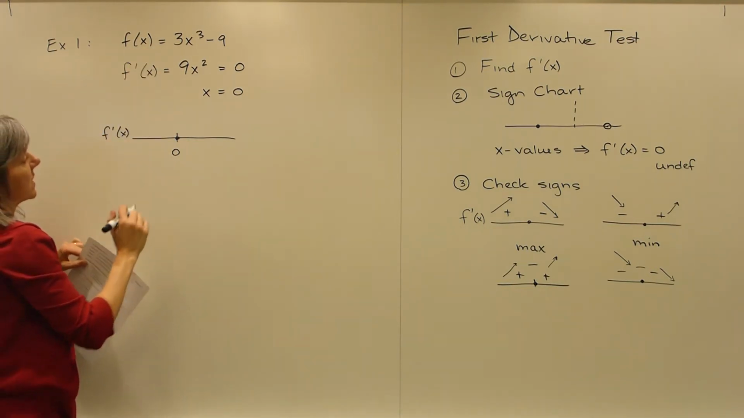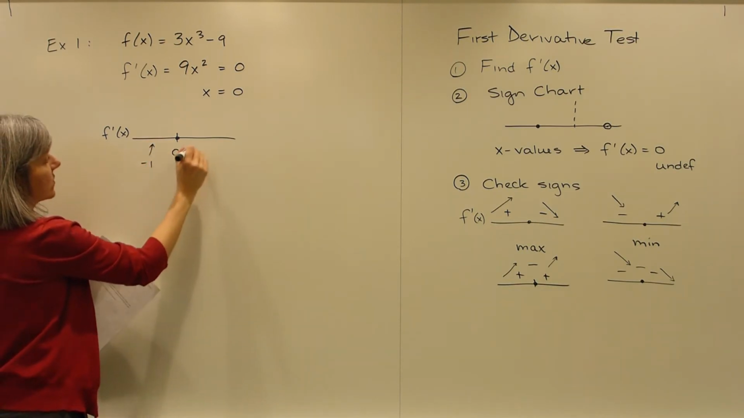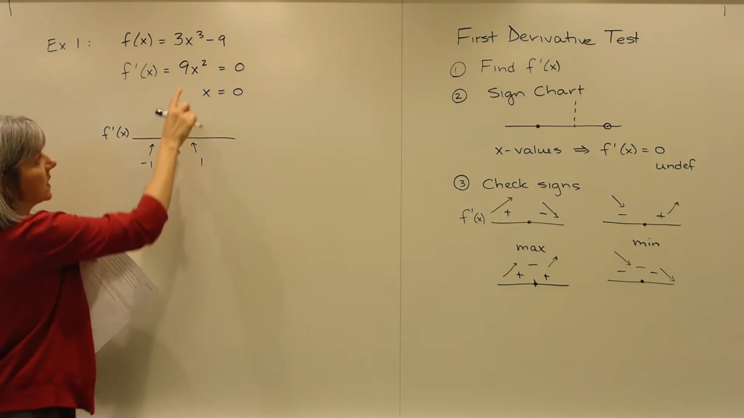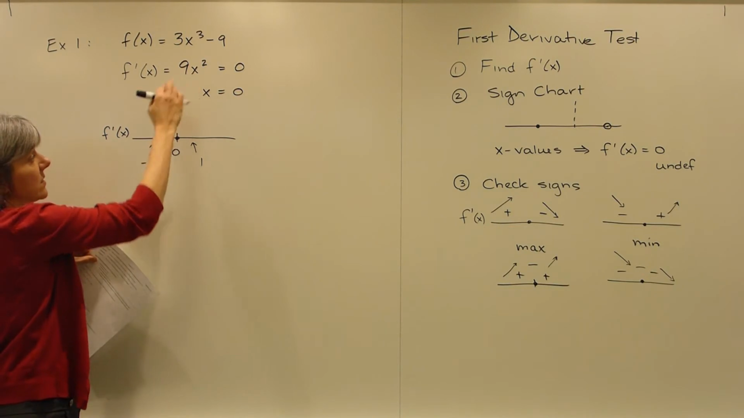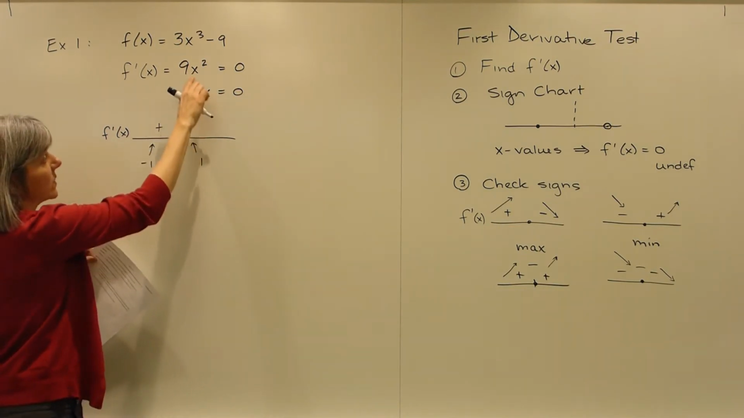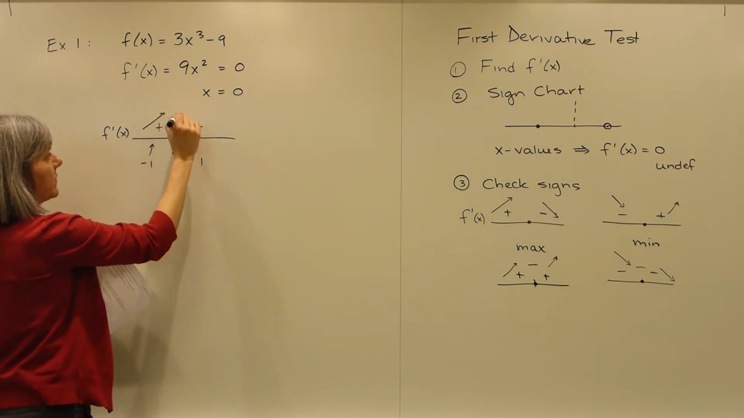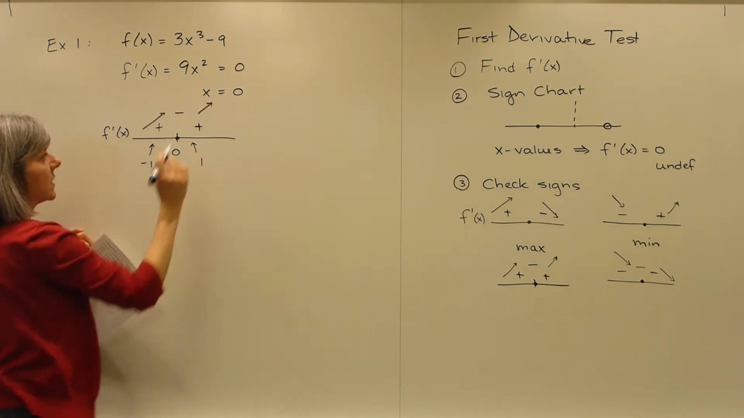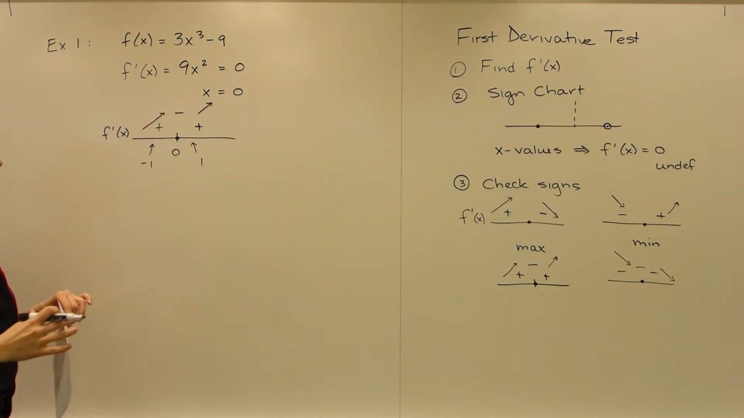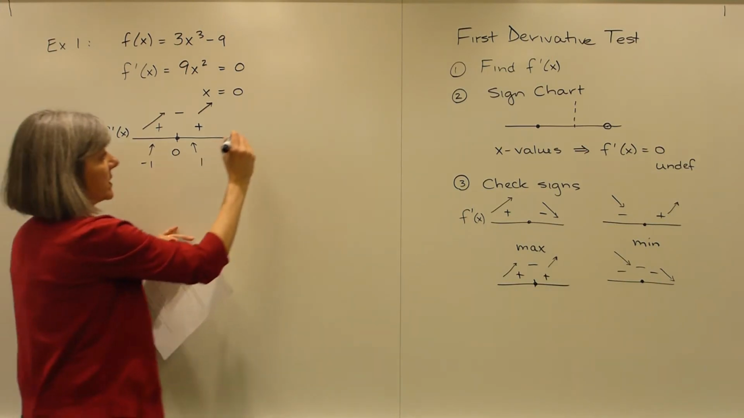All right, so let's start plugging in. Say minus 1 plus 1. Negative 1 squared is positive. Positive 1 squared is positive. So what is this one doing? Up, flattens out, up again. So is there a max or a min? No. So no max or min.